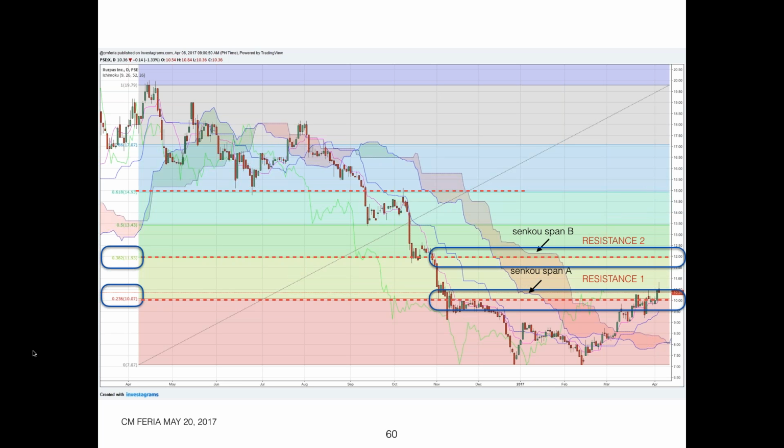Resistance 3 is at 15 pesos. In this chart, it's 14.93, so it's in the same area. This was the 61.8% Fibonacci reverse level. This is located in the same area as the Senkou span, identified in the previous chart at 1450. Resistance 4 was at 17 pesos at the 78.6% Fibonacci level.